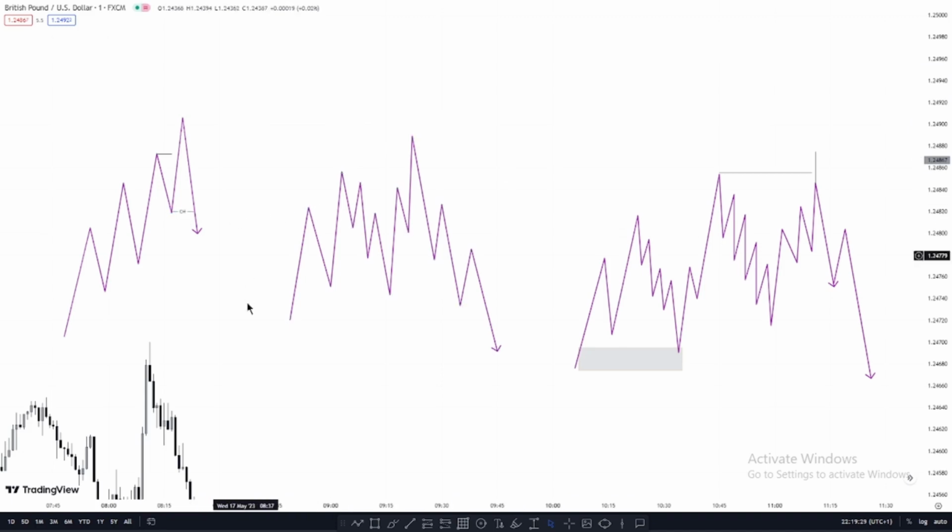Meaning that they are now looking for opportunity to go short instead of going long, because to them, price has changed direction. So this is change of character. And therefore, they will find an OB somewhere around here. They find an OB around there. Okay? And they enter their trade from there.